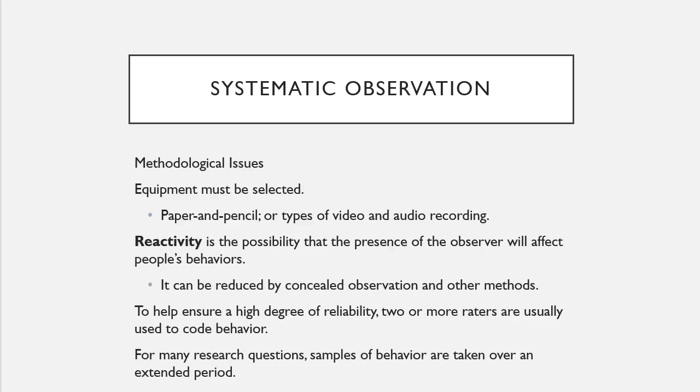There are some methodological issues in systematic observation. We need to talk about how we're going to record the data, if we're going to use paper and pencil, or if we're going to use video or audio. The issue with that is that we have to talk about reactivity again. When we are observing people's behaviors using systematic observation or naturalistic observation where people know that you are conducting a study, we need to be concerned with how people respond based on our presence. If we are not concealed, so if we're in the open and people know that we're conducting a study, our presence can affect behavior.